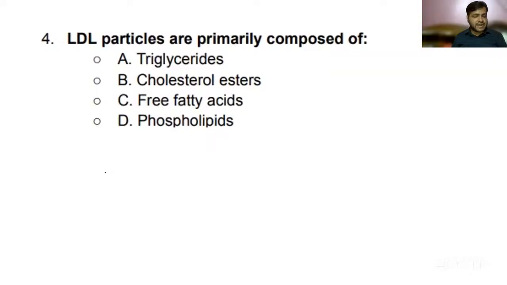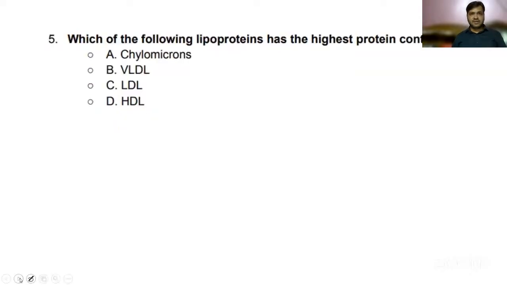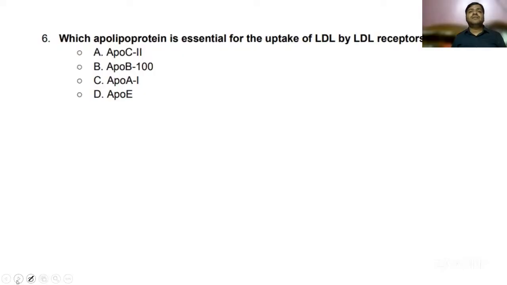LDL particles are mainly composed of, as we have already discussed, cholesterol or cholesterol esters. Which of the following lipoproteins has the highest protein content? We have already talked about this. Highest protein content means the highest density, and the highest density is associated with HDL. Very good, Vikas. So these are all the questions that have been asked, right? Which apolipoprotein is essential for the uptake of LDL by LDL receptors? We have just taken this, guys. It is ApoB100, right?